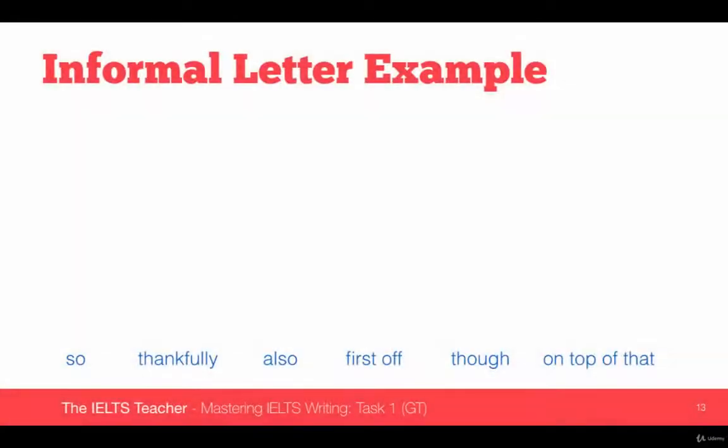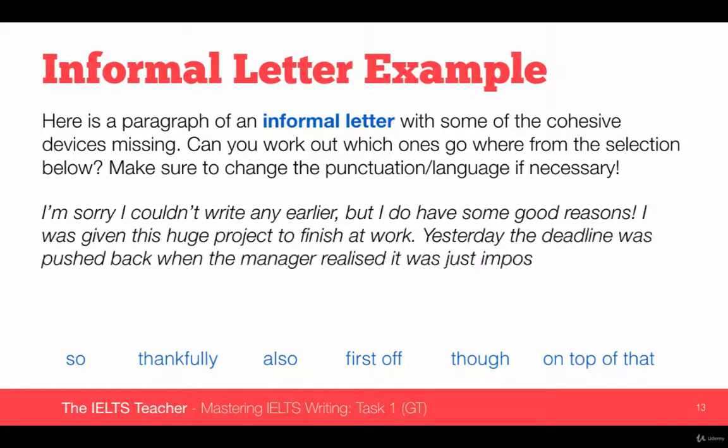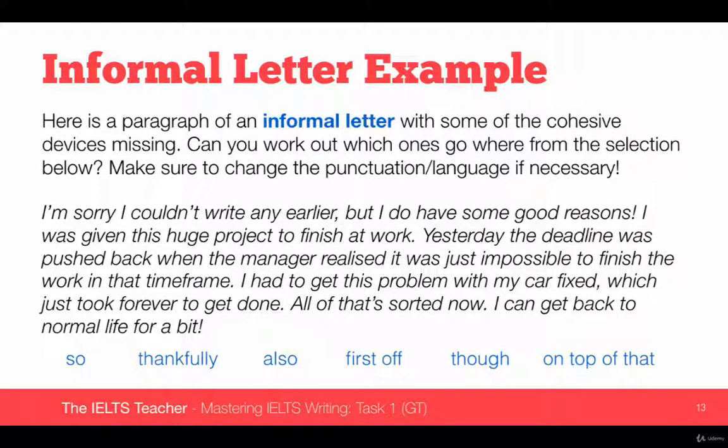Okay, so as I said, we're going to have a look at some examples. You can see some cohesive devices along the bottom of the screen here. The reason for that is that we're going to have a look at a paragraph of an informal letter with these devices missing. Can you work out which ones go where from the selection? Make sure to change the punctuation or the language if necessary. Okay, so here is the paragraph. I'll just leave the paragraph here. We'll read it out in a moment. See if you can work out which cohesive devices go where. You might want to pause the video here and return in a moment. Okay, if you've worked that out, let's have a look.